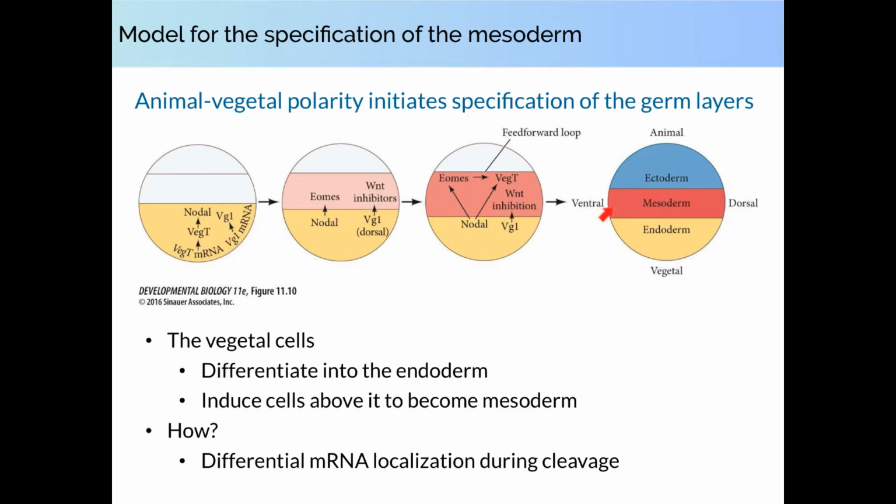The region at the equator, which is sandwiched between the presumptive ectodermal and endodermal tissues, will give rise to mesodermal tissues. The organization of the different germ layers involves inductive signals that are coming from the vegetal cells. Now, these vegetal cells not only differentiate into endoderm, but they also induce the cells that are immediately above them to become mesoderm. And the underlying mechanism for that specification involves the mRNAs that have become localized to the vegetal hemisphere and gradually specify the different germ layers.